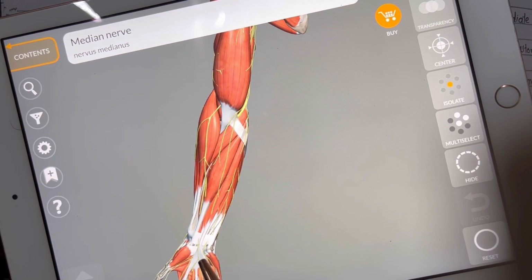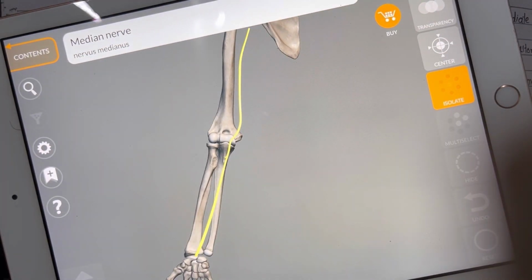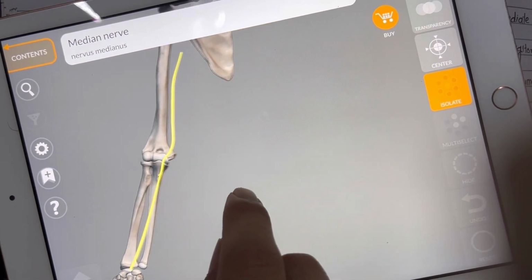Now student, moving toward the innervation of the flexor carpi radialis muscle. This muscle is innervated by the median nerve. This is the median nerve. The median nerve, student, originates from the medial and the lateral cord of the brachial plexus.